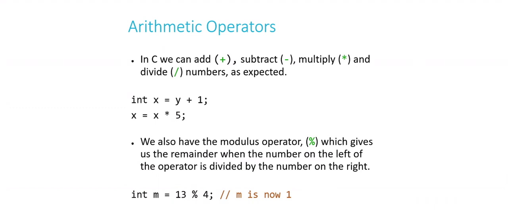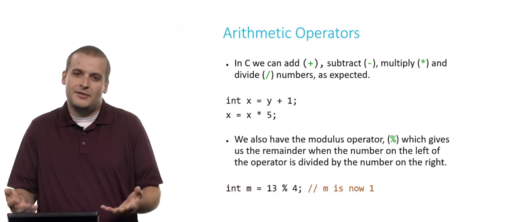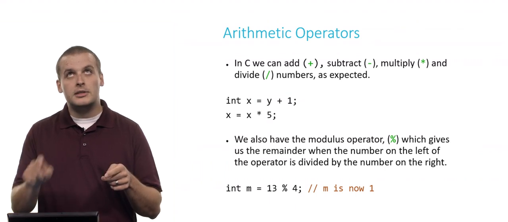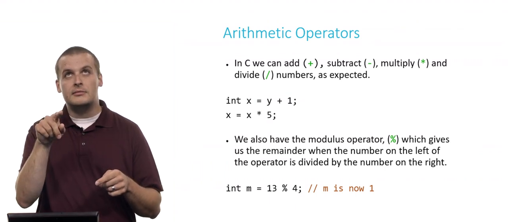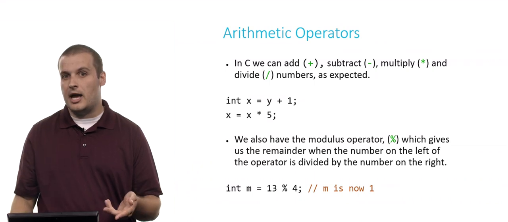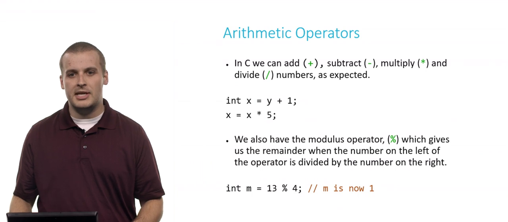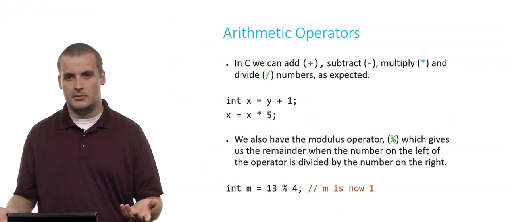So I have a line of code here, int m equals 13 mod 4, and I say here in a comment that m's value is now 1. Why do I say that? Well, do the long division out in your head if you bear with me for a second. So I have 4 divided into 13. 4 goes into 13 3 times with a remainder of 1. So that's basically all the modulus operator does: when you divide, it tells you the remainder.